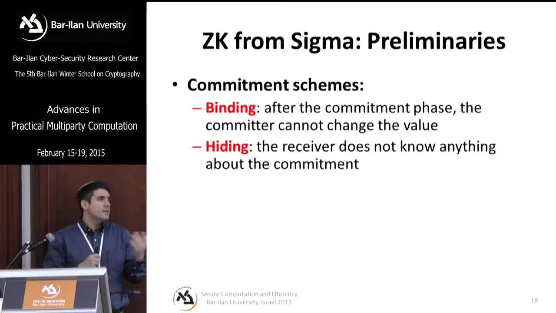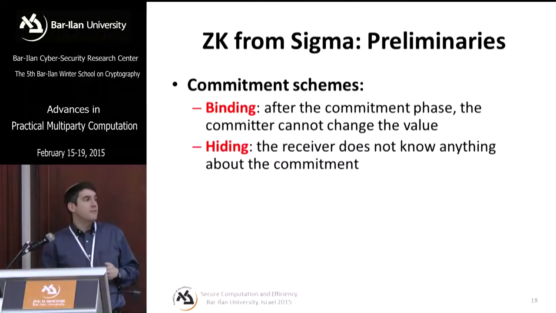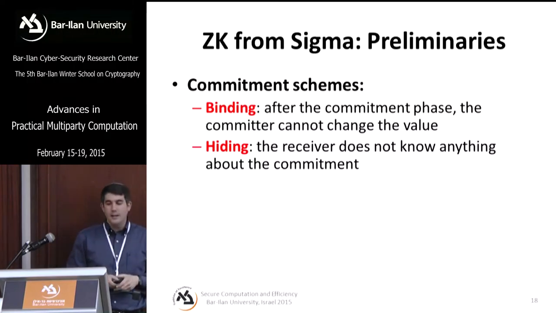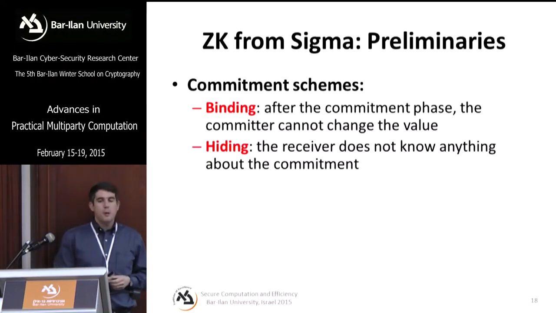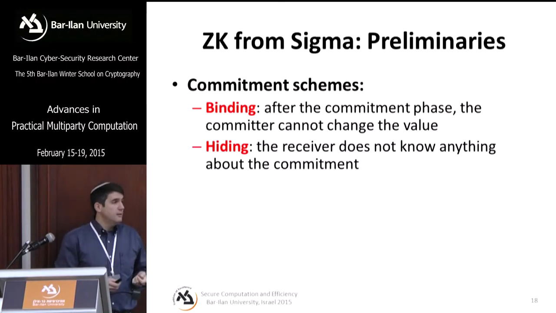Again, as in many things in cryptography, these are sort of paradoxical properties. Because you would think that if the value is hidden, then you can't be bound to it, but no, you can be both. It can be both binding and hiding at the same time. So there's a commitment phase and then a reveal phase or decommitment phase. And the property is that after the commitment phase, the committer cannot change anything.